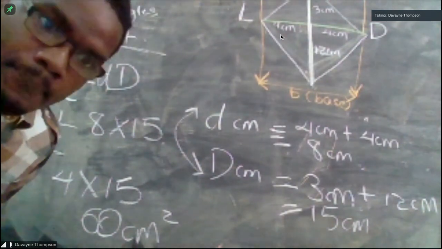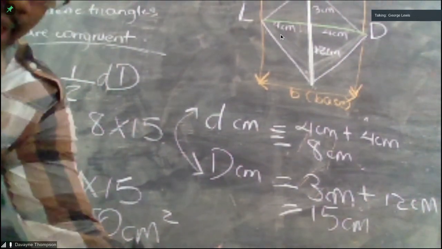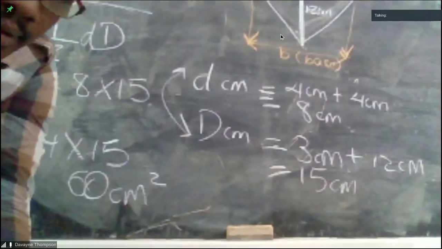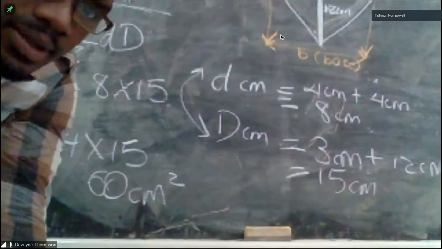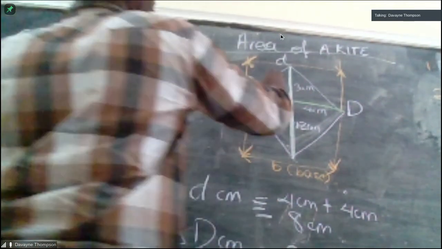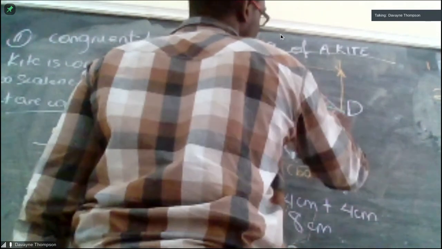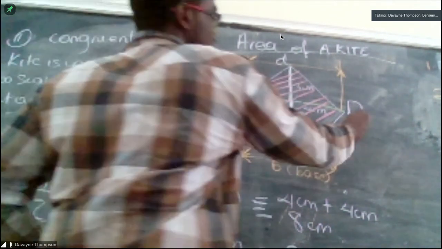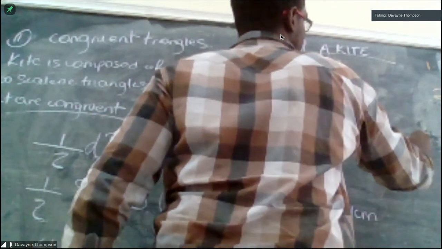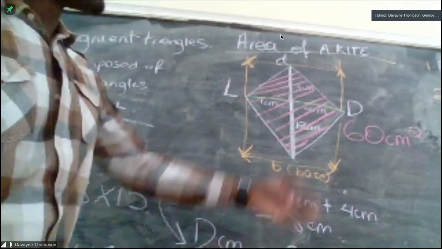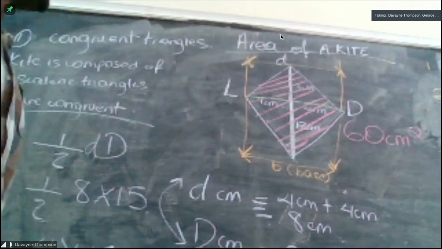Yes, Corey, what does the 60 centimeters squared represent? Oh, sir, aren't we finding the area or something? Yes, we are finding the area of the kite. Good job. So, the total distance inside of this would have therefore been 60 centimeters squared. So, we scored a touchdown, basically, because we now know the distance inside of that kite.